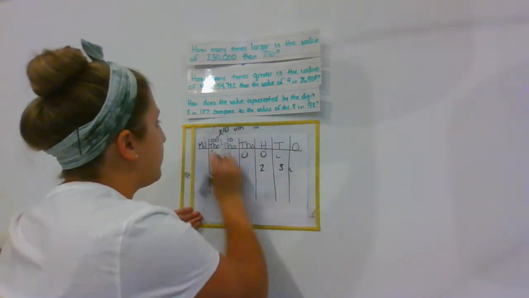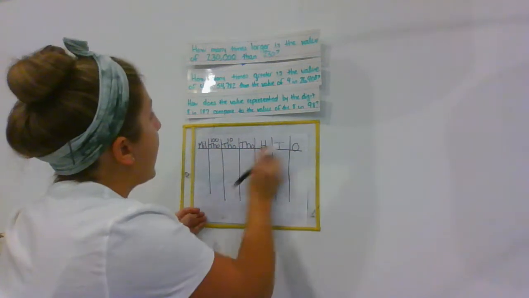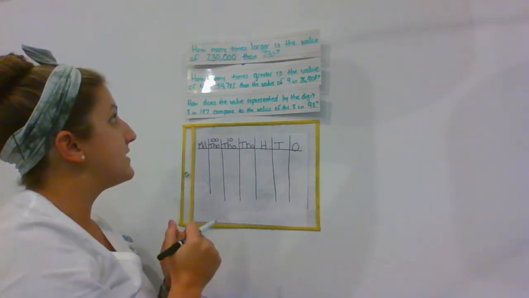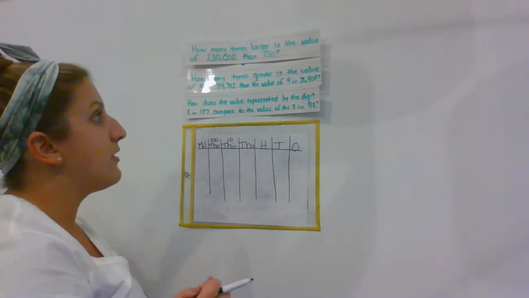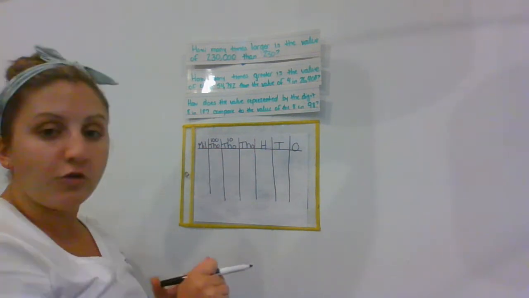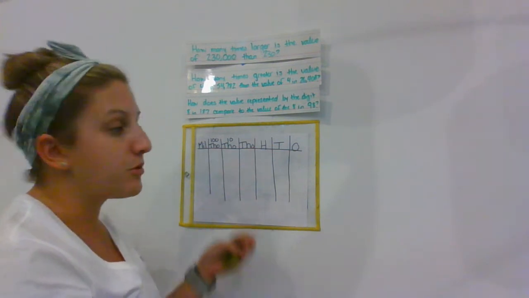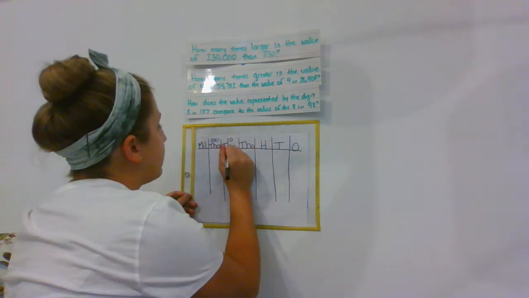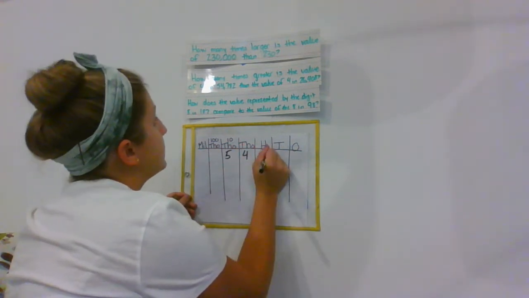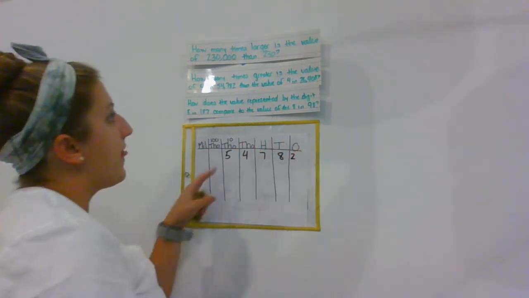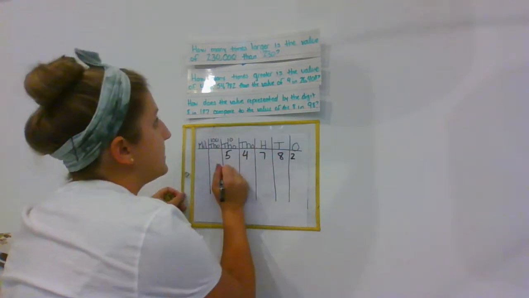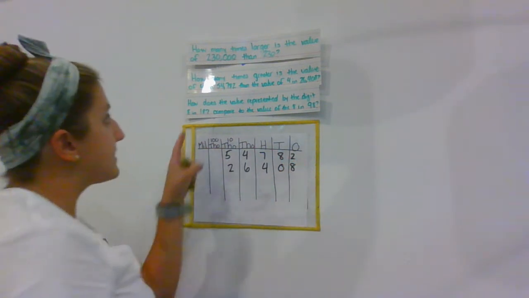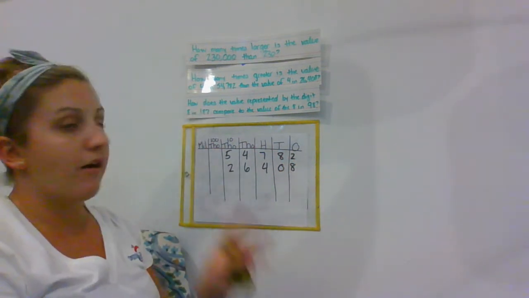Let's move on to the next problem. How many times greater is the value of 4 in 54,782 than the value of 4 in 26,408? Same here again. I'm going to write the two numbers into my place value chart. So I'm going to write 54,782, and then I'm going to write the number 26,408. So it's asking me to compare the value of the 4s.